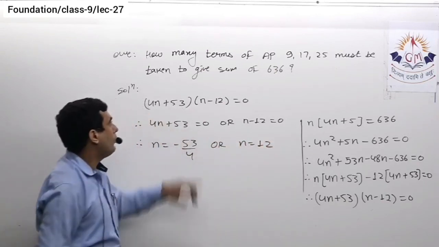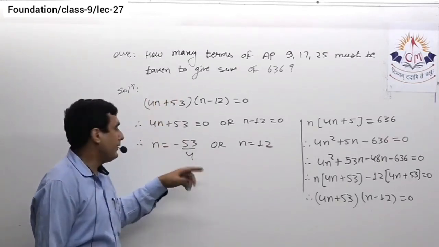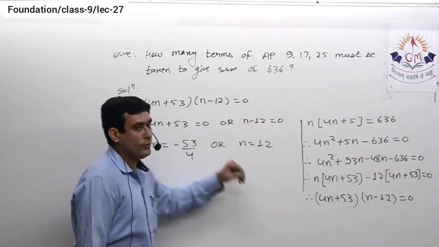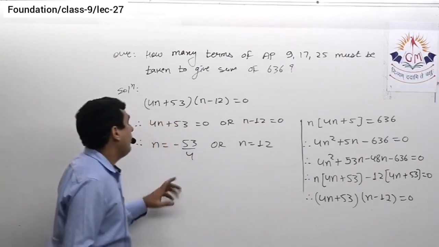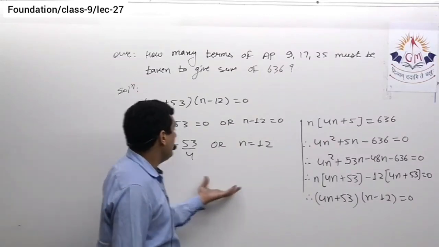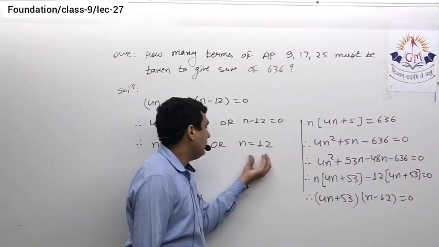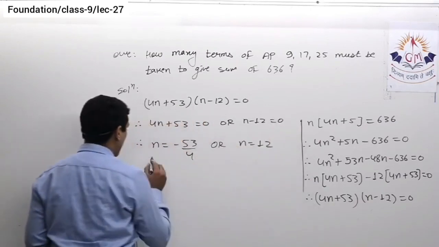Now n is what? n is the number of terms. It cannot be a fraction. We can't say that 53 by 4 terms or 1 by 2 terms. Terms are always natural numbers. Also it cannot be negative because the number of terms cannot be negative. Over here n equal to 12, so definitely we'll neglect the other value. So our answer is 12.